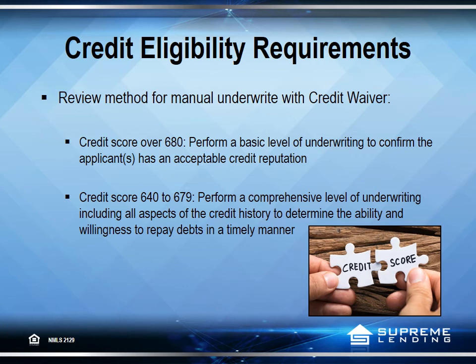The review method for a manual underwrite with credit waiver: if the credit score is over 680, then the underwriter will perform a basic level of underwriting to confirm the applicant has an acceptable credit reputation, and for 679 and below, perform a comprehensive level of underwriting, including all aspects of the credit history to determine the ability and willingness to repay debts in a timely manner.